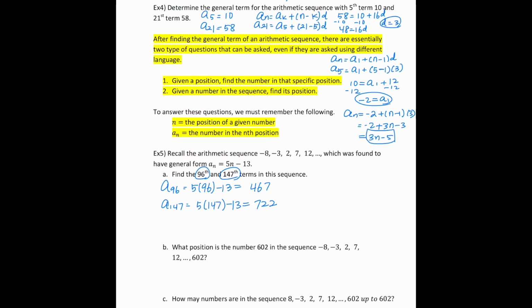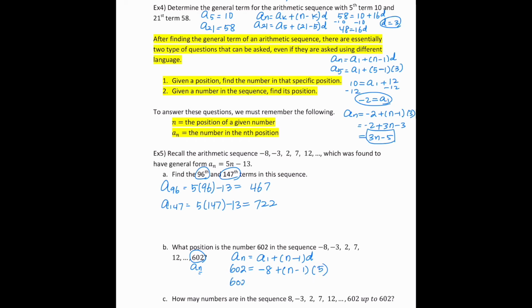and then 12, and all the way to 602? So I'm not looking for the a sub n here. I'm looking for that n, okay? So in here, I'm using a sub n equal to a sub 1 plus n minus 1 times d. So a sub n, I got 602 because I don't know about n yet, right? But a sub 1 is negative 8 in the sequence. I don't know about n, but I know the difference, which is 5. So I'm going to solve for n.